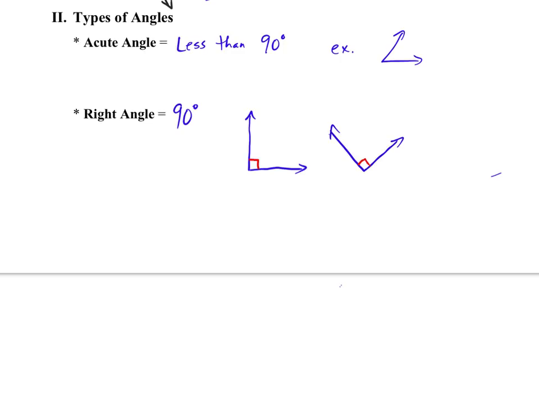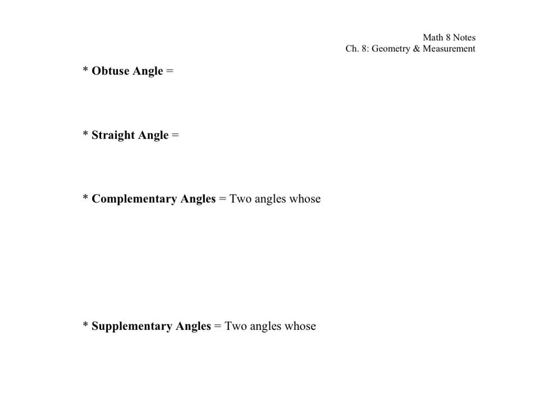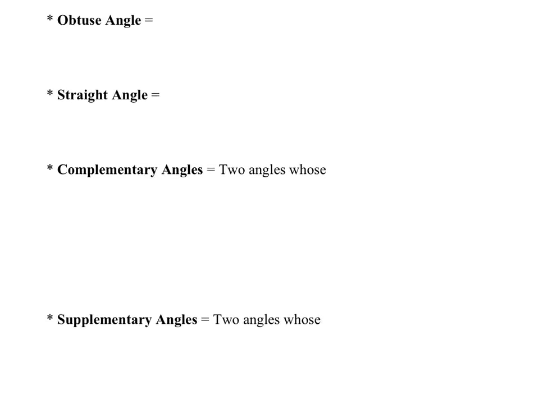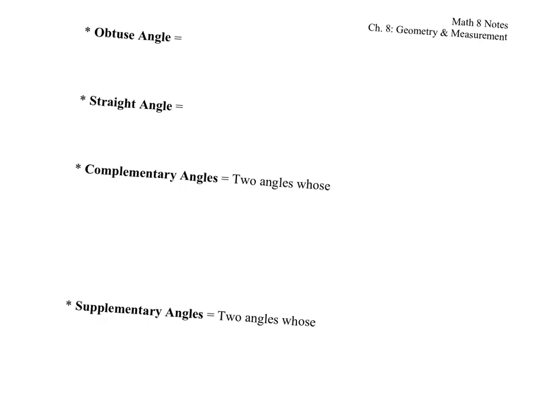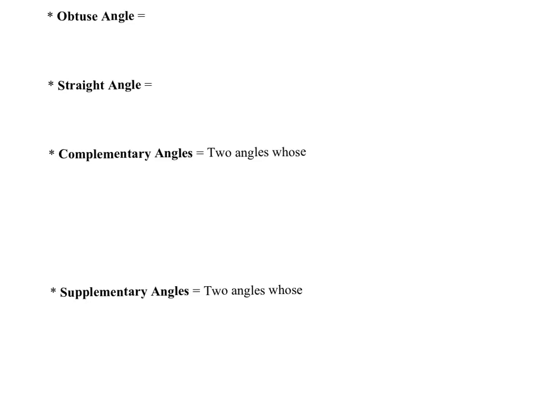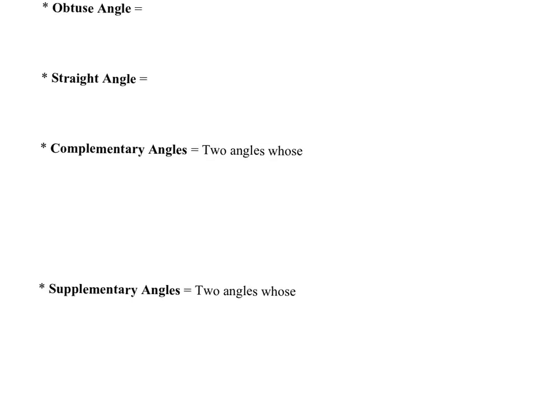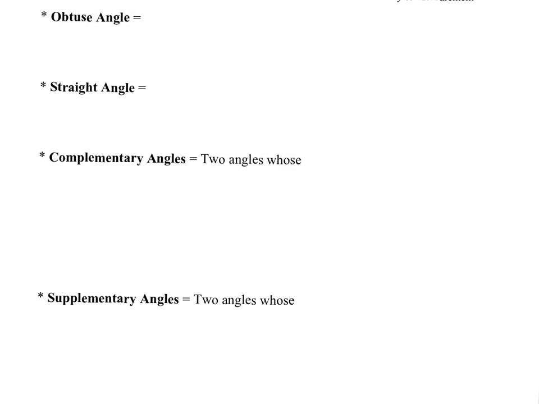Jump to page 2. Obtuse. So greater. You're using the pointer, not the pencil. Okay. Greater than. All right. Greater than 90 degrees. And just draw anything that's bigger than 90. Something like that.